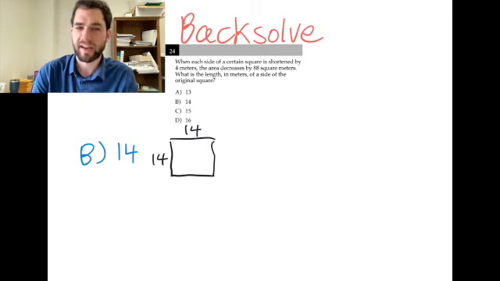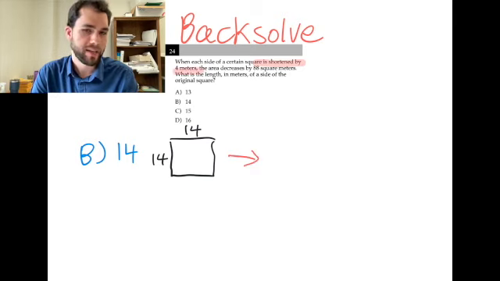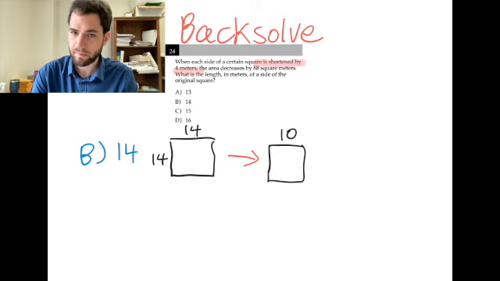But first we need to test it out. If it's a 14 by 14 square, the first part of the question says that we shorten each side by 4 meters. So our new square is going to be 10 by 10. So far, everything looks pretty nice and pretty solid. In order to check if this is right, we can keep reading the question, where it says the area decreases by 88 square meters. Let's see if that's true.